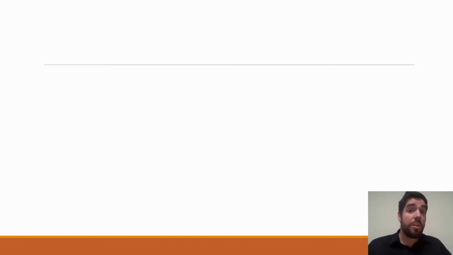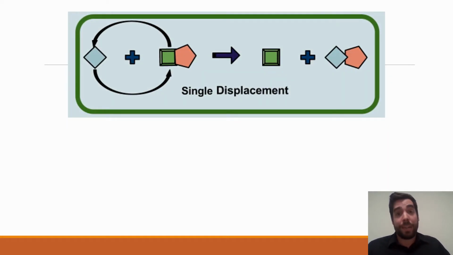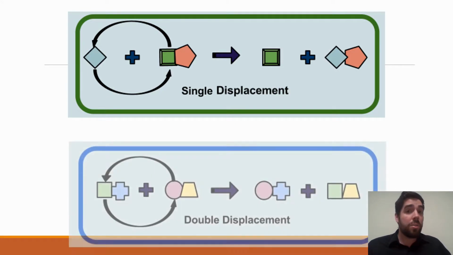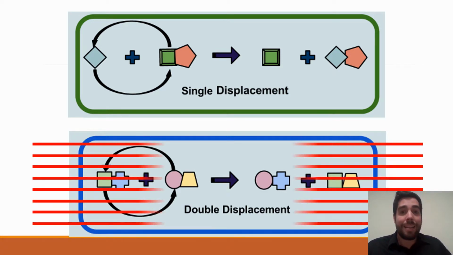So one other important note is that so far we've been talking about single displacement reactions. That is when there's only one metal being displaced from a compound. There are also double displacement reactions. And simply put, this is when there's two different ionic compounds and both the metals in those ionic compounds are swapping places. Now, we'll come back to that a little bit later in class, but for now, let us stick to single displacement reactions.